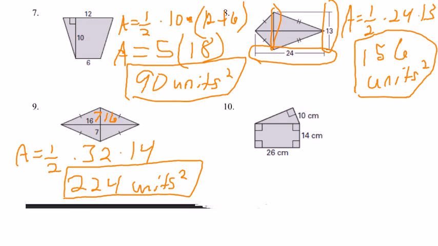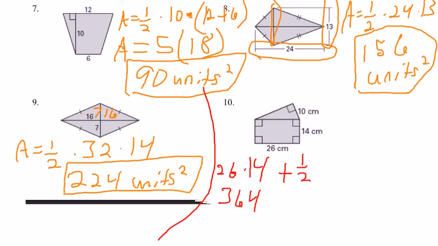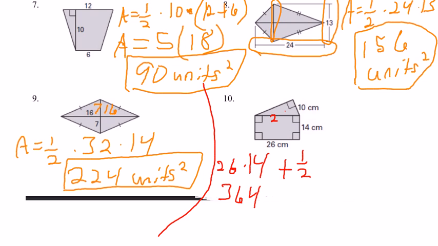Okay, so the rectangle should be pretty straightforward. 26 times 14 is 364. And then we're going to add that to the area of the triangle, 1/2 base times height. Now in this triangle, 26 will also be part of that triangle as well as part of the rectangle, but we don't have a base and a vertical height that is perpendicular to it, because that 10 and that 26 of the triangle are not perpendicular.